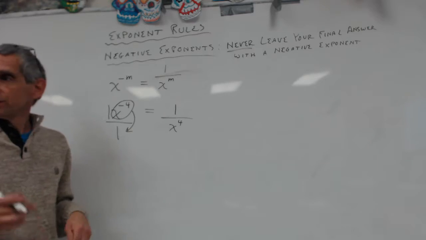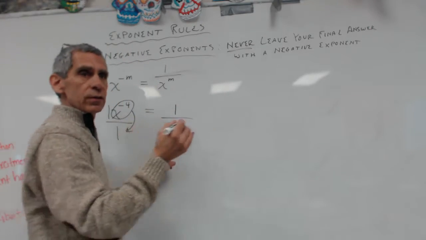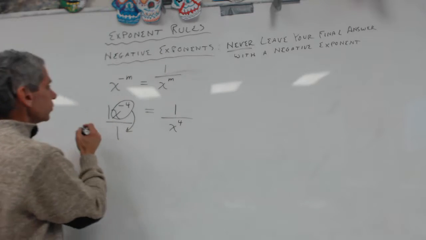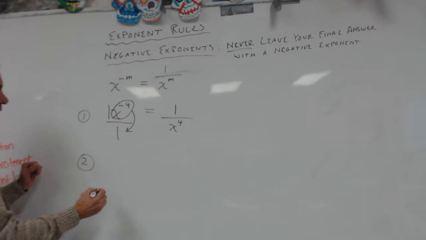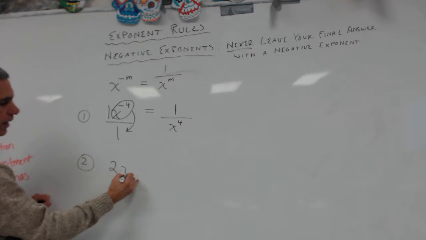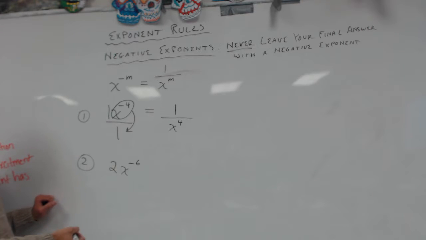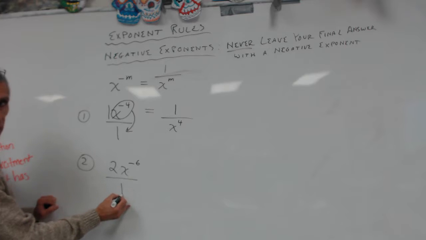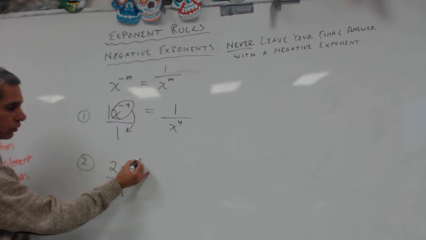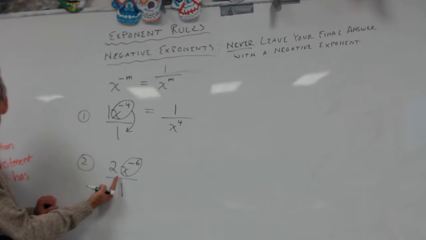Let's just do a bunch of examples. So this was example number 1. Let's do example number 2. Let's say I had 2x to the negative 6. I am going to put it over 1, and only the thing that the negative 6 affects, which is the x to the negative 6.